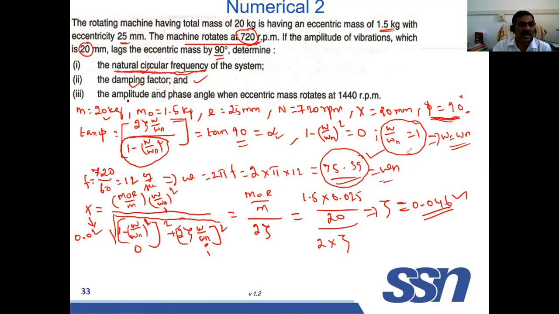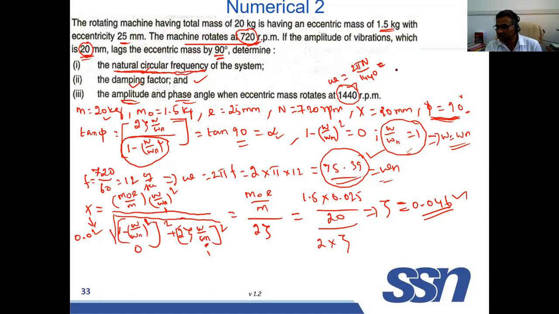Next, you find the amplitude of vibration. Already the amplitude of vibration is given. This corresponds to phi of 90 degree, that is at resonance. At resonance, this is the amplitude of vibration. Again, you are asked to find the amplitude of vibration and phase angle at 1440 RPM. So corresponding to this, what is the value of omega? You calculate, that is 2 pi n by 60. Using this, you will be able to find the value of omega.